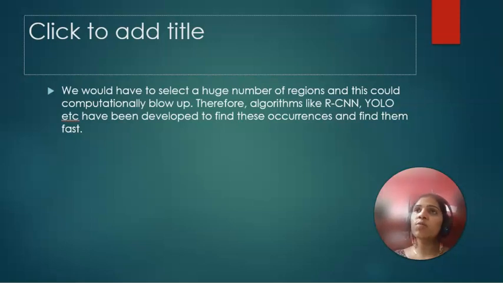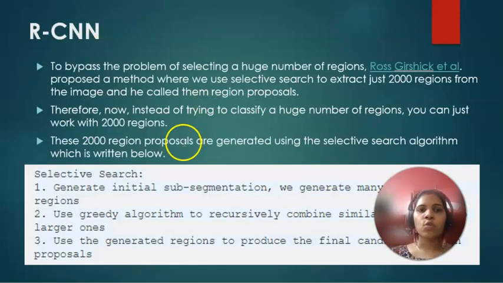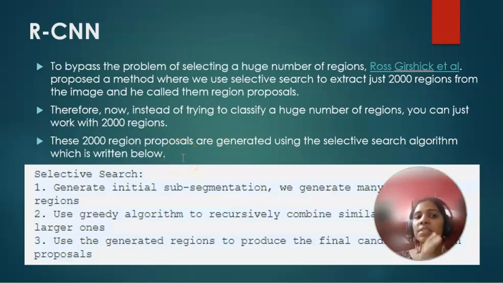Therefore, for object detection, separate algorithms are required. They are RCNN, YOLO, faster RCNN, etc. In this video, we are only going to see what is RCNN, disadvantages of RCNN, and then directly jump on to faster RCNN. YOLO we will explain directly in the next class. Okay. So what is RCNN? To bypass the problem of selecting a huge number of regions in the region of interest, we are proposing a search method.